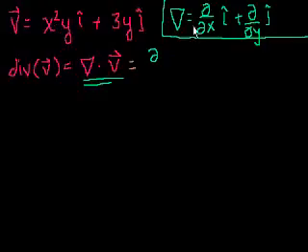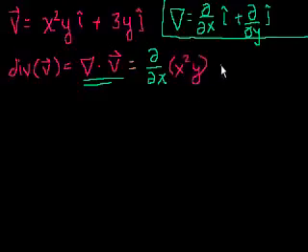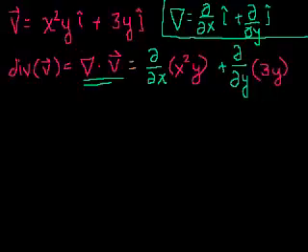So if you took the dot product of that and that, it would be the partial derivative with respect to x of that expression x squared y, and then plus the partial derivative with respect to y of that second expression, the y component, 3y. And then you would evaluate it. What's the partial derivative of this with respect to x? Well, we just pretend that y is a constant. It's just a number. So the derivative of this with respect to x is 2x times the constant. So it'll be 2xy.